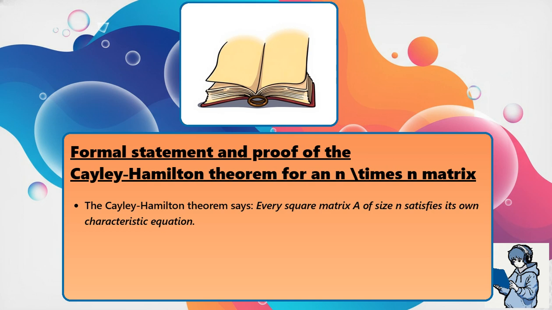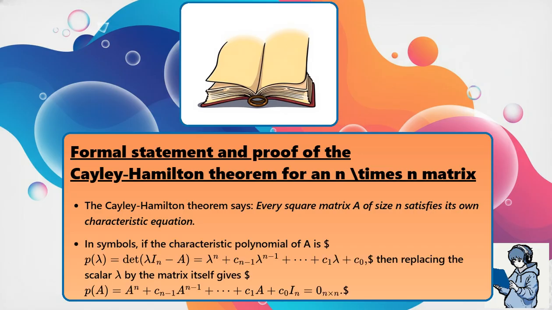The Cayley-Hamilton theorem says every square matrix A of size n satisfies its own characteristic equation. In symbols, if the characteristic polynomial of A is p(λ) = det(λI_n − A) = λ^n + c_{n−1}λ^{n−1} + ... + c_1λ + c_0.